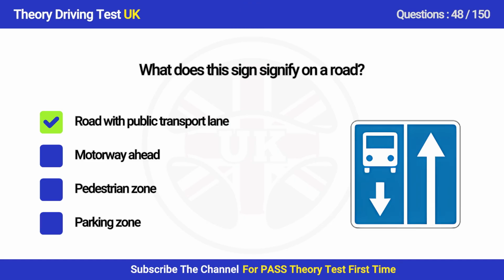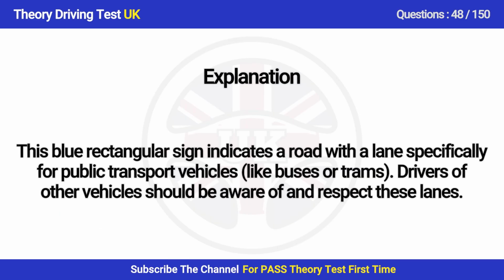Answer is A. Road with public transport lane. This blue rectangular sign indicates a road with a lane specifically for public transport vehicles like buses or trams. Drivers of other vehicles should be aware of and respect these lanes.